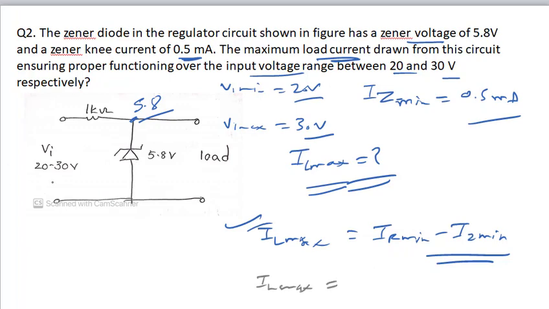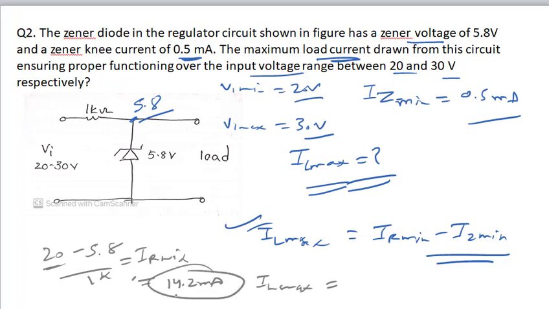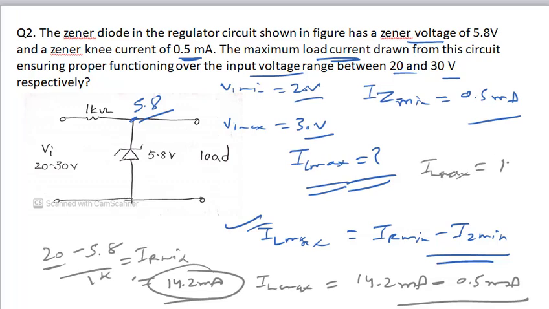IR minimum I can calculate from here. IR minimum can be found by VI minimum, 20 minus 5.8, upon 1 kilo ohm. On calculating this will come out to be 14.2 milliampere. You can calculate this on your own. I am writing this here, 14.2 milliampere, and IZ minimum is given as 0.5 milliampere. On subtracting 14.2 minus 0.5, I will get IL max as 13.7 milliampere, which is the correct answer.